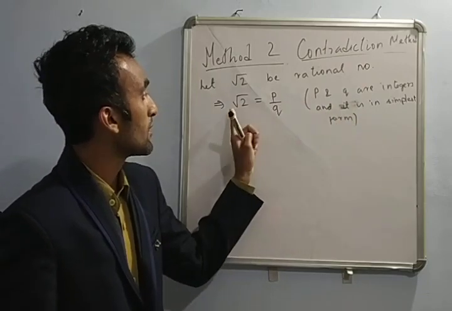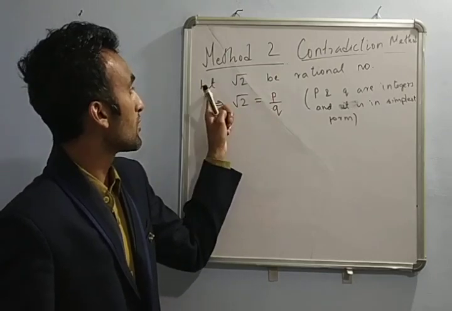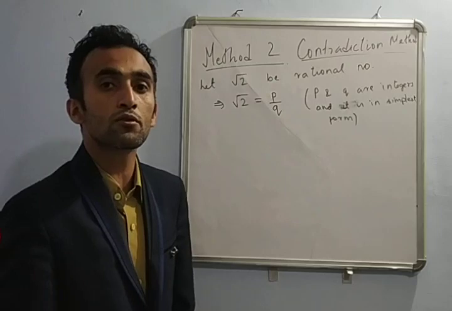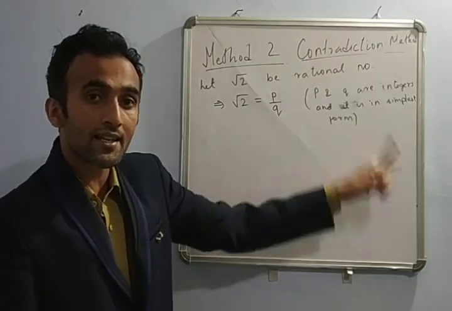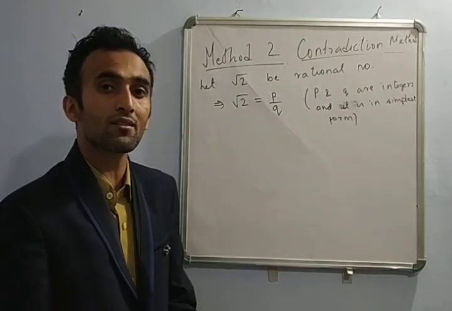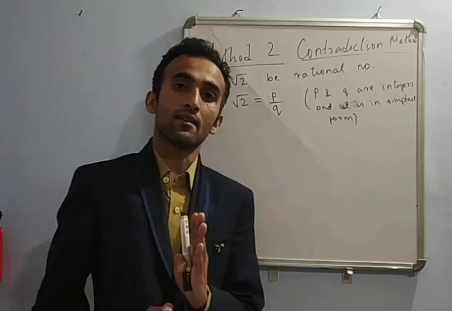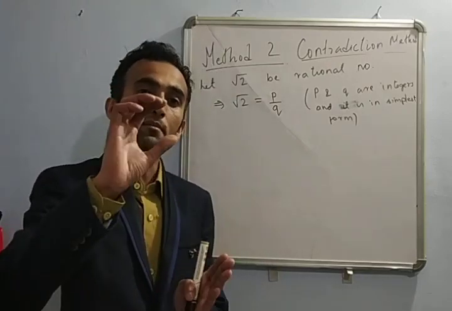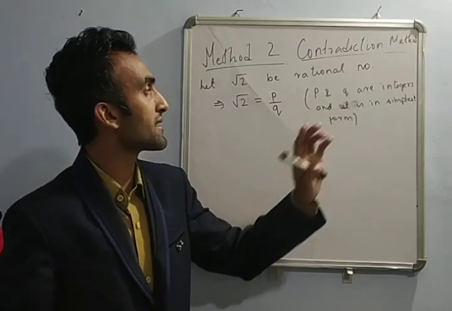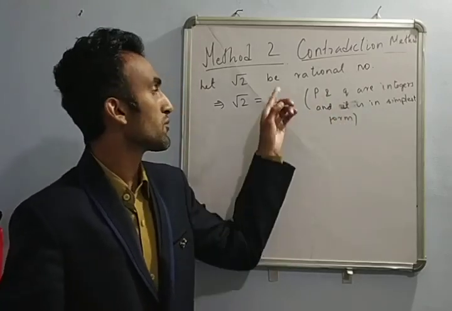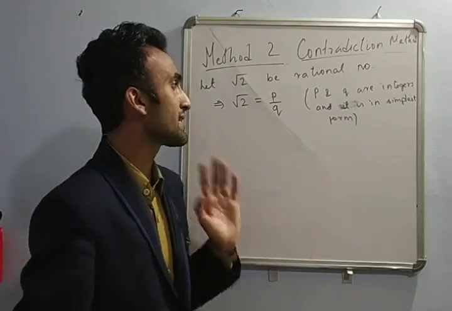Now you remember that square root of 2 means P by Q. Why is square root of 2 equal to P by Q? Because I assume that square root of 2 is rational. I am doing the contradiction method. At the end I'll prove that whatever assumption I made is wrong. So now I assume that square root of 2 is rational, so square root of 2 equals P by Q, where P and Q are integers and it is in simplest form. Means you cannot cancel P by Q as a whole.